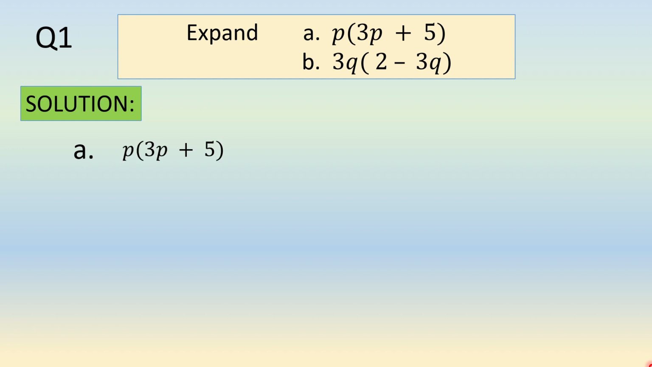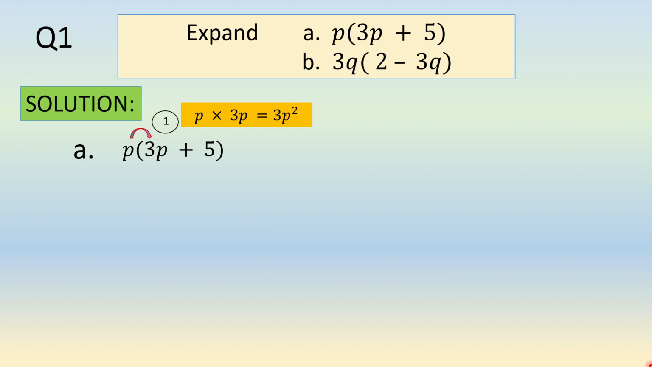Here you are asked to multiply p with the bracket. Now, whenever you come across an expression like this, where you have p and then just beside p you have the bracket, that means you have to multiply. Okay, so I'm going to do the first step. That will be p multiply with 3p. So that is the first thing you have to do.